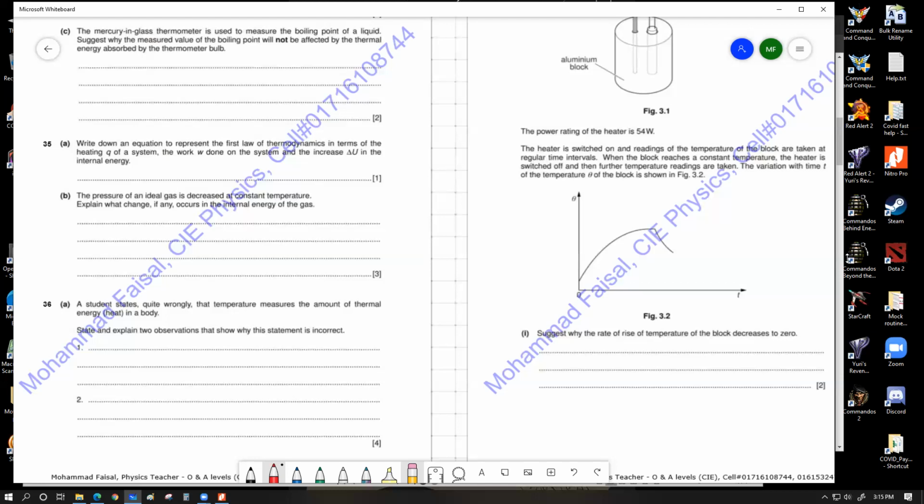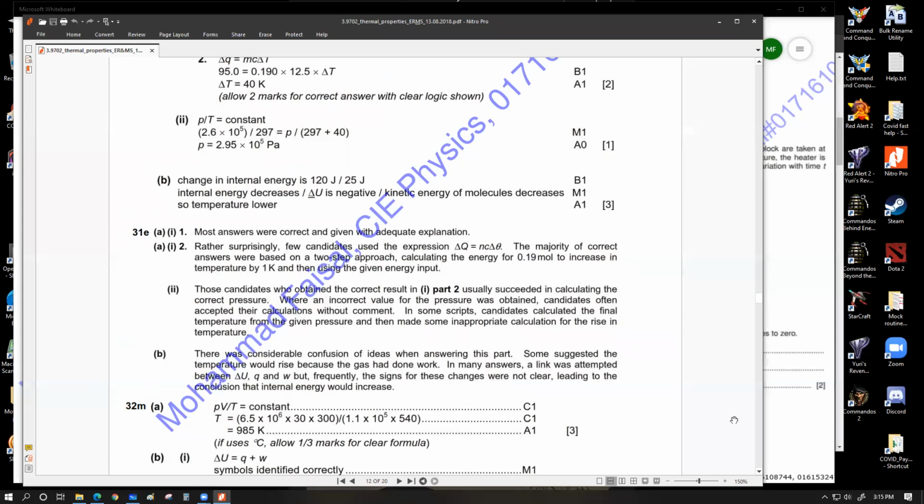So if I have a look at the mark scheme for this question, because I'm very interested to see how the examiners appreciated the answer to this question, I'd like to see that. This was question number 36.